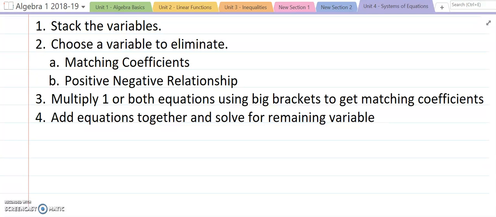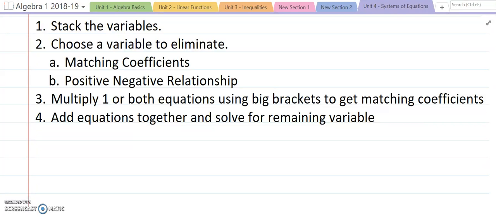Number 1, you've got to stack the variables. X is on top of X's, Y is on top of Y's. Number 2, you need to make your decision on which variable you want to eliminate. You need to look for either matching coefficients or a positive negative relationship. If neither one of those happens, just choose whatever you feel like.